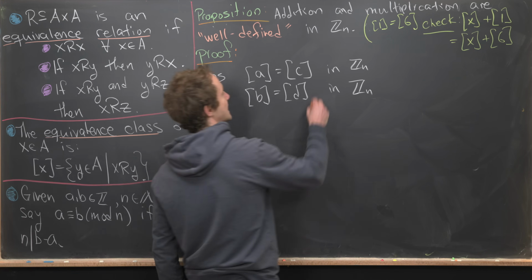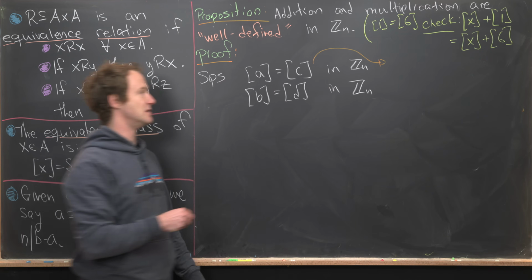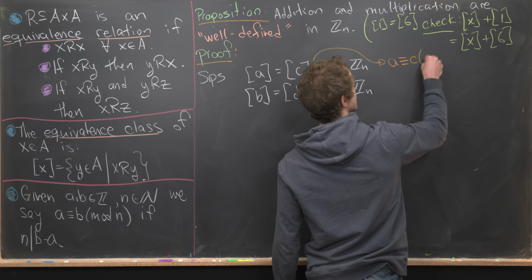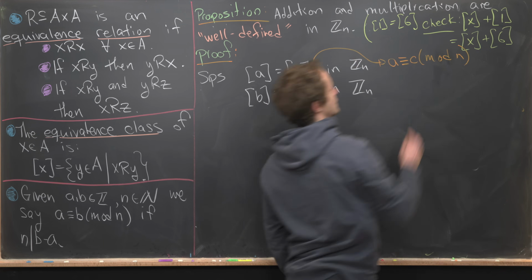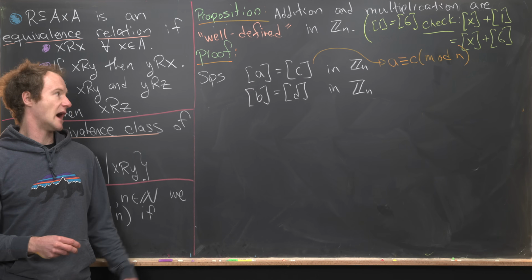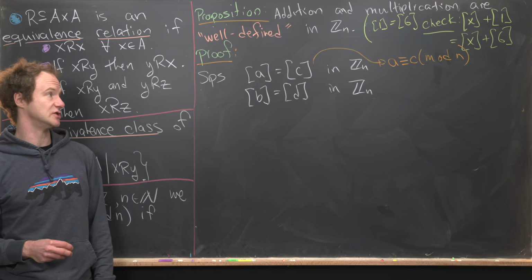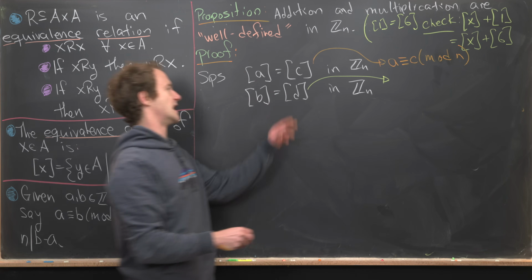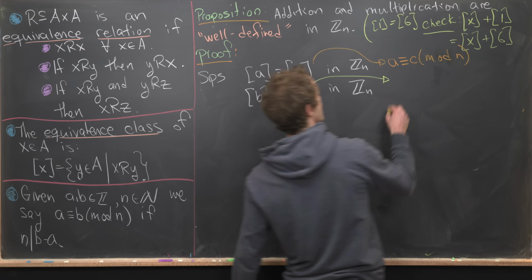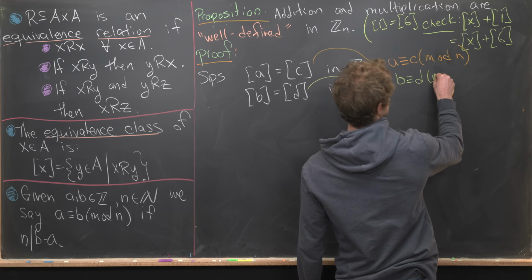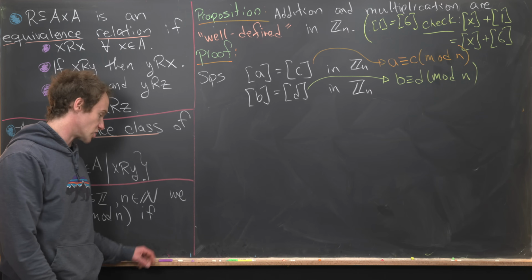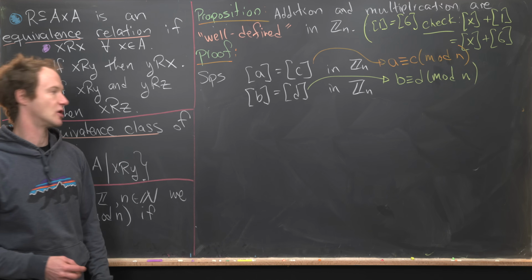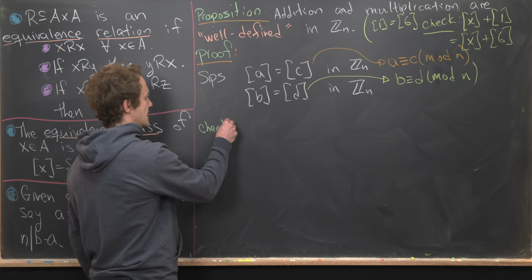So I want to go ahead and point out that the equivalence class of A being the same thing as the equivalence class of C implies that A is congruent to C modulo N. That's by the definition of our equivalence class, which is taken with respect to congruence mod N. And then furthermore, B's equivalence class being equal to D's equivalence class means that B is congruent to D modulo N. So there are two things that we need to check in order to know that addition and multiplication are well defined. So I'll outline those here.